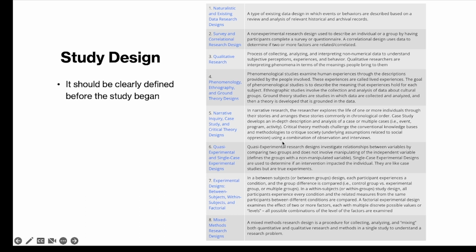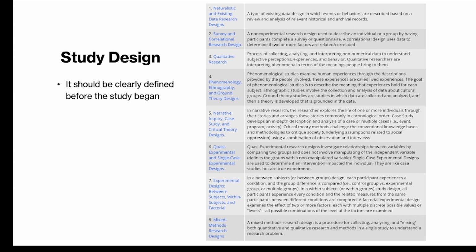No? So let's go back to the quantitative research design, wherein you employ quasi-experimental research design to investigate relationship between variables by comparing two groups and does not involve manipulating the independent variables. So basically, you look at groups, no, that are capable of being more or less equivalent to each other, and then you create a setting wherein you'll be measuring the effect of a particular variable. Okay, so define the groups with non-manipulated variable.